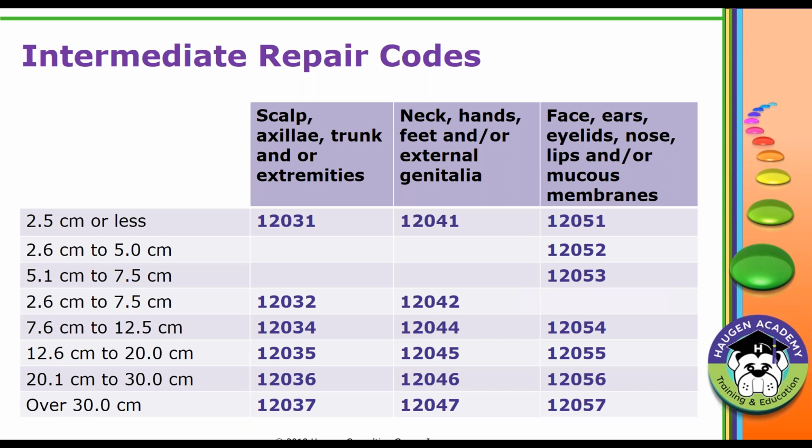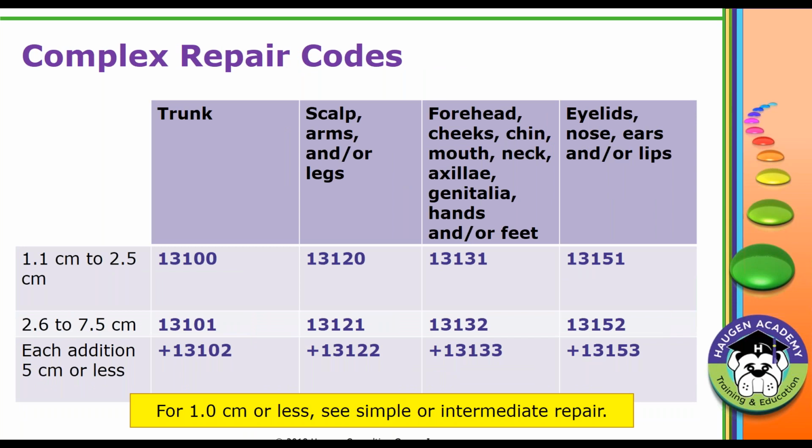For complex codes, there's not as many of these. So you can see the size only goes up to 7.5 centimeters, and then we have that last row that says each additional 5 centimeters or less. So the differentiation is in the body area groupings and the measurements. So these are the complex repair codes. If it's 1 centimeter or less, it's going to have to be either classified as simple or intermediate.